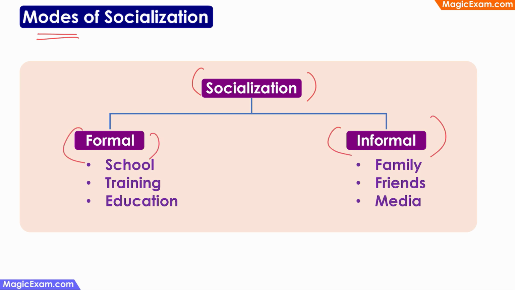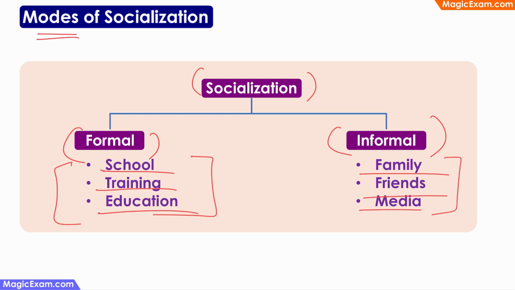Formal modes are school, training, education. So, these are modes where there is a specific syllabus and you know what it is that you are going to teach the child. So, there is a structure or a format for this type of socialization, whereas informal socialization is unplanned and ad hoc, and it happens when the child is interacting with his or her family, friends, and is watching some media, maybe TV, internet. So, informal socialization does not have a proper structure or a syllabus or a format. It can happen through any of these means. Therefore, formal and informal are the two modes of socialization.